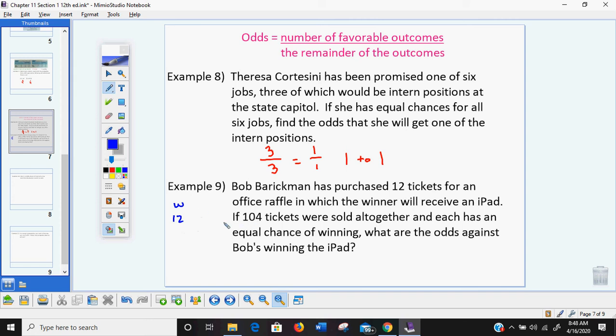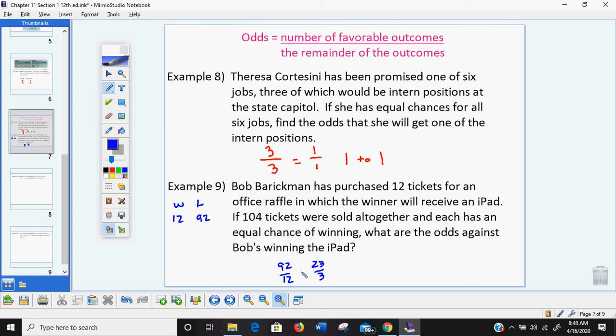And that means if you subtract that from 104, take away the ones he bought, 104 minus 12 gives us 92. So there's 92 opportunities for him to lose. There's 92 other tickets out there. So if we're talking odds, what are the odds against him winning? They want the odds that he's losing. So the odds against him winning are 92 to 12, okay? That reduces to 23 to 3.